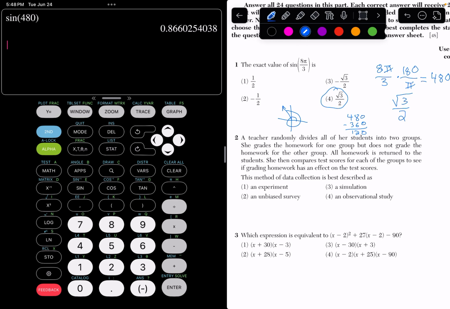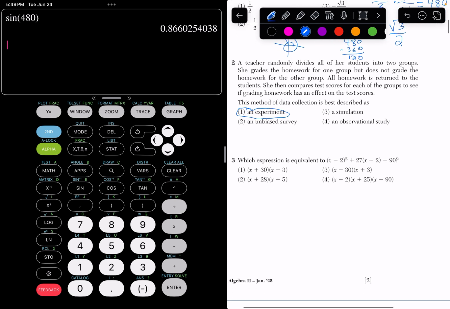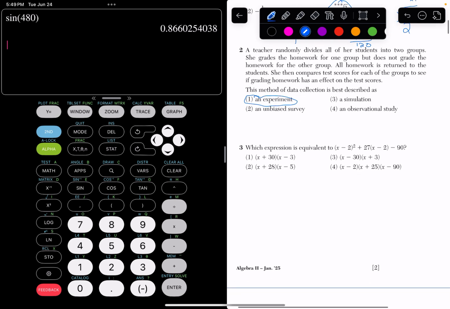Okay. This one is a teacher randomly divides her students into two groups. She grades homework in one group and doesn't do it in the other, and then she sees who does better on the test, right? So she's actually doing an experiment. She's experimenting with her little junior minds, and that's what she did. Okay, and then I hope she realizes that the ones that she doesn't grade the homework did worse, and she starts grading all the homeworks.